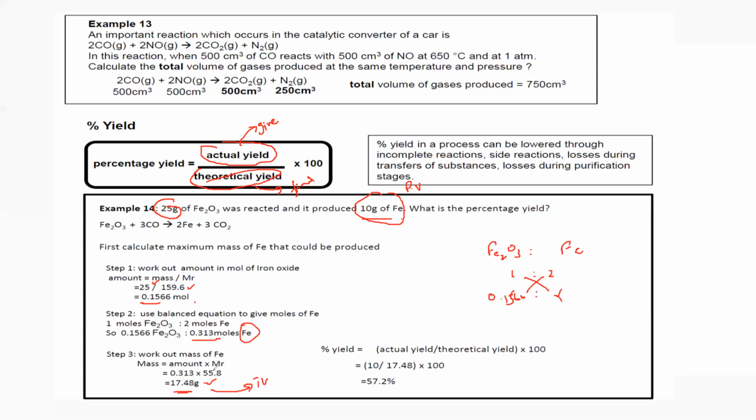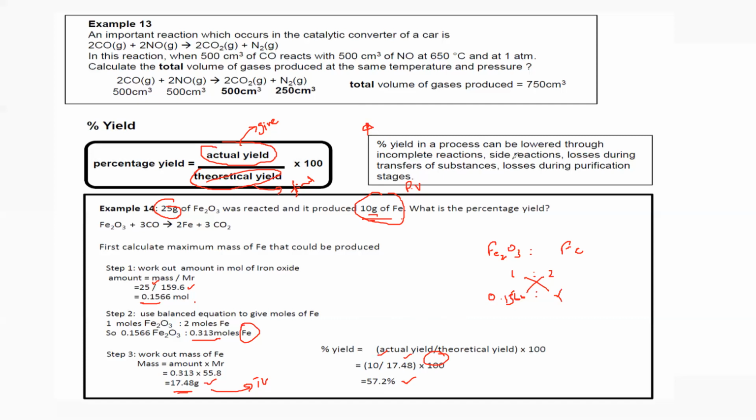Theoretically we should get 17.48, but practically we are getting only 10. When we work out the percentage yield, the practical or actual value, which is 10, divided by the theoretical value, times 100, gives us 57.2% yield. And why are we not getting 100% yield? What could be the reason for not getting 100% yield?